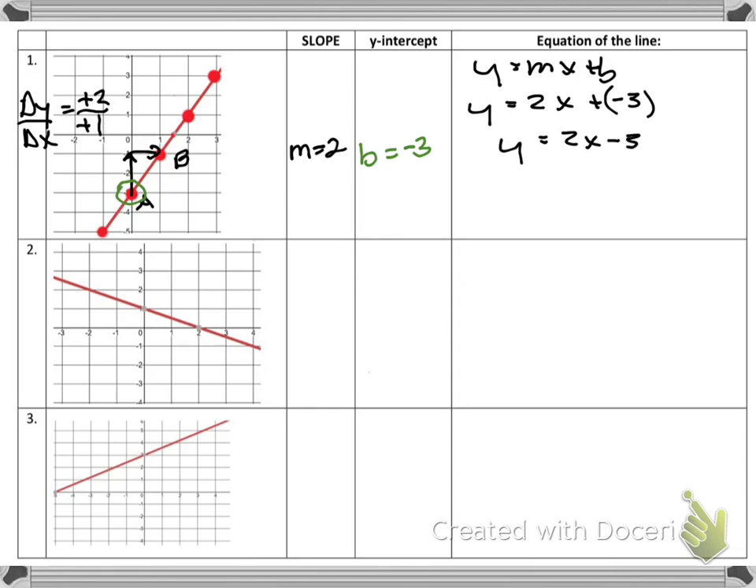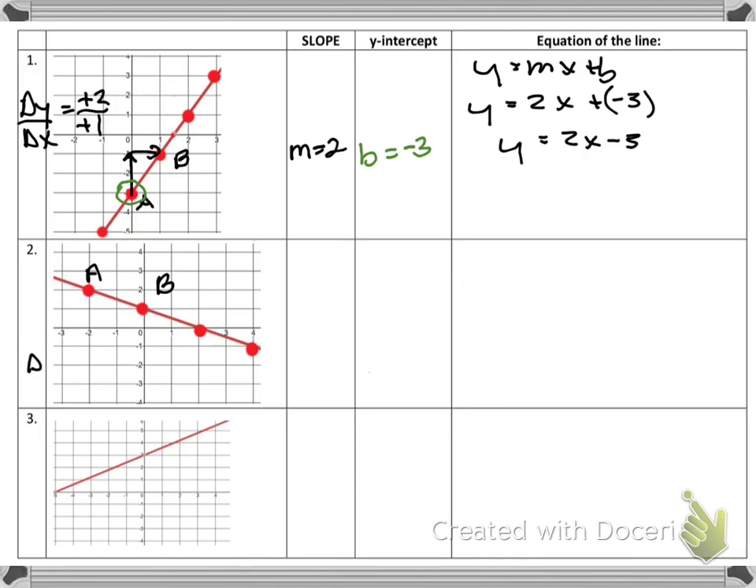Let's do another graph. So here, I have points here that I can use. I could also use this point or that point. All of these points are valid, and any of them should give you the exact same answer, although you might end up having to reduce your slope at some point. So let's just use these 2 points.